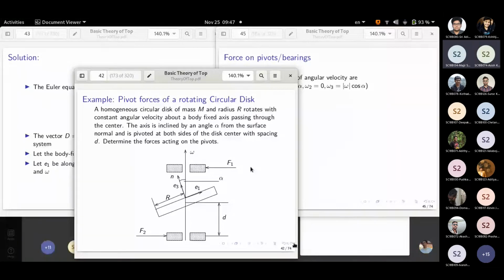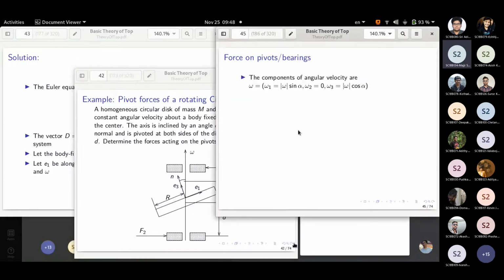Omega cos alpha. Modulus of omega cos alpha. Is that right? Yes, sir. Component of omega along E3. What is the component of omega along E1? Omega sine. Yes, modulus of omega sine of alpha. And along E2? Remember E1, E3 and omega are in the same plane. Zero. Excellent. So that is what we have written here.